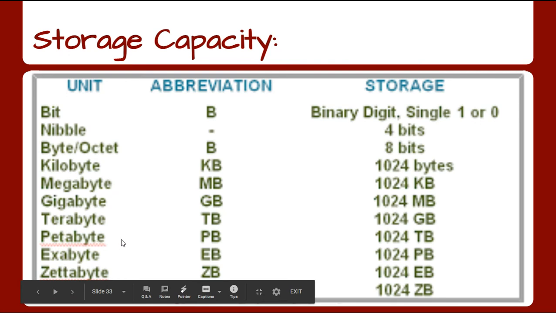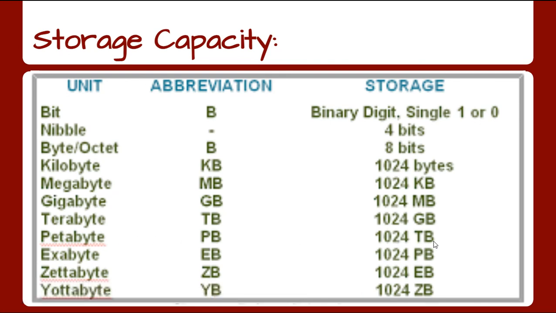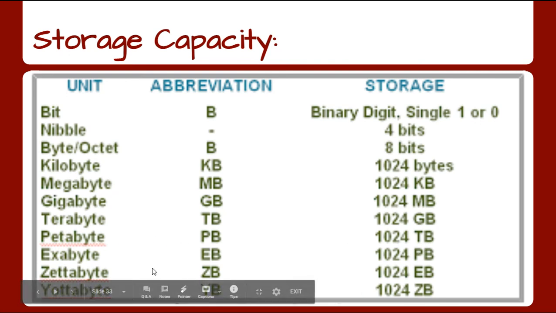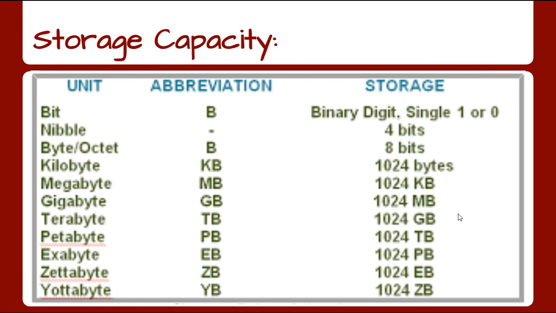A petabyte is 1024 terabytes. Now we're starting to get hectic storage here. Exabyte is 1024 petabytes. I can't even imagine how big that is. A zettabyte is 1024 exabytes. And a yottabyte is 1024 zettabytes. That's huge storage, guys. Like a petabyte is already massive.